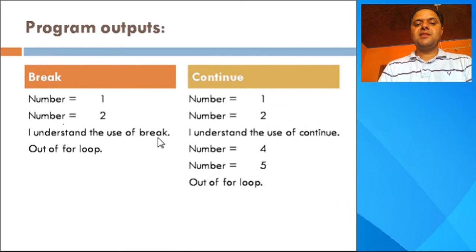I have made a comparison of the two outputs which I have discussed here. The output of the first, where I used break, is 1, 2, and then it goes out of the loop. But when I use continue, it will print number 1, number 2. Then it will not print number 3 because I have used the continue statement with the condition n equal to 3. But it will again come from above and go to the next iteration, that is, it will print number equal to 4 and number equal to 5, and then print out of the loop.